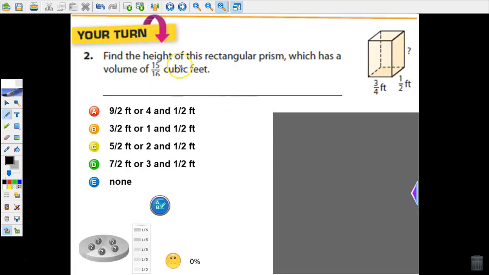All right, find the height of this rectangular prism, which has a volume of 15/16 cubic feet. Go ahead. Your turn. Pause it. Since everybody should have paused, here's the answer.